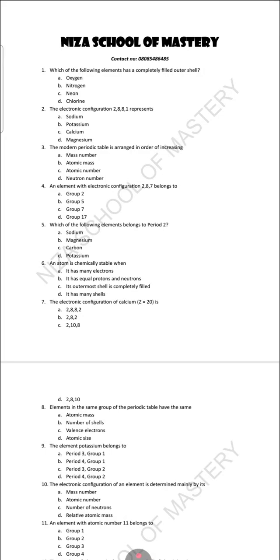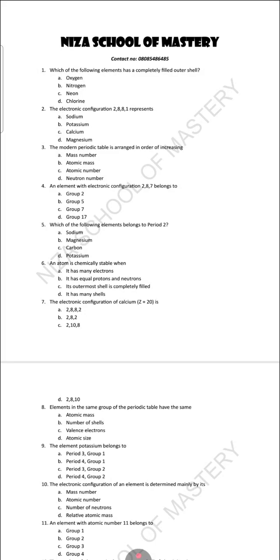Number two, the electronic configuration 2881 represents potassium. Potassium has 19 electrons, so that's 2881. Number three, the modern periodic table is arranged in order of increasing atomic number. That's C. As the atomic number is increasing, that's how it is arranged, from hydrogen to helium to lithium to beryllium to boron, like that.